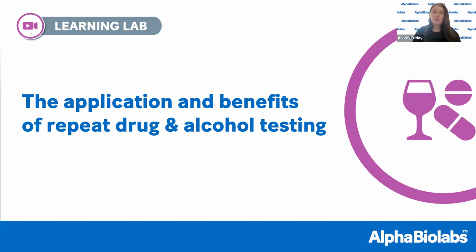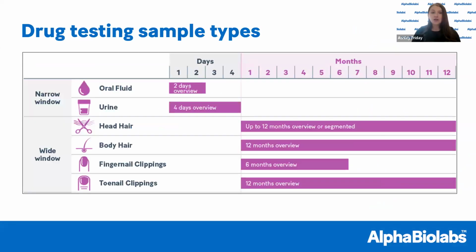In relation to the application and benefits of repeat drug and alcohol testing, we're just going to look at a few different options now as to when it would be appropriate to do repeat testing for a particular client. So in relation to drug testing of samples, we have narrow window and wide window detection, as I mentioned earlier. So your narrow window detection would be either your oral fluid or your urine, which you're looking at either 2 days or 4 days, depending on which one of those you opt for. And then you've got your wide window of detection. So your head hair, your body hair, and your toenails, which can go up to 12 months, depending on what sample your client has available. And then fingernail clippings, which is up to 6 months as an overview.